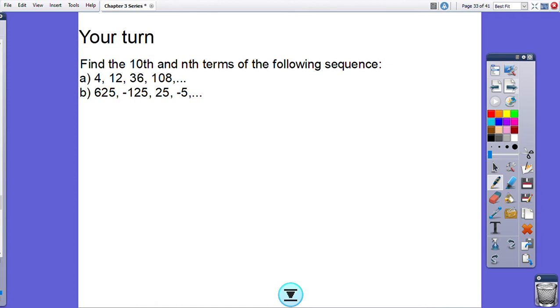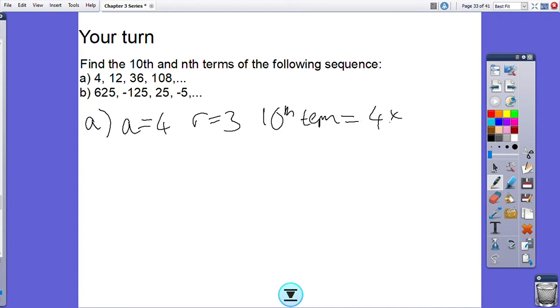Okay, if you have paused it and you've finished those questions, let's have a look at the answers to this. Now, in part A, we have A equals 4 and R equals 3. So the 10th term is 4 times 3 to the 9. So if I do 4 times 3 to the 9, just sticking this into my calculator, you get 78732.